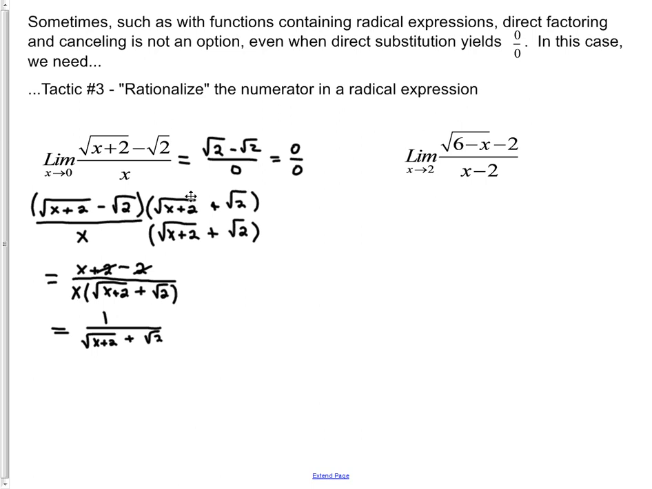We now have an equivalent fraction to the one above, and so if we evaluate the limit as x approaches 0 of this expression, 1 divided by the square root of x plus 2 plus the square root of 2, we note that we're going to get 1 divided by 2 times the square root of 2. And now I'll rationalize my denominator again by multiplying by the square root of 2 over the square root of 2, giving me the square root of 2 divided by 4.